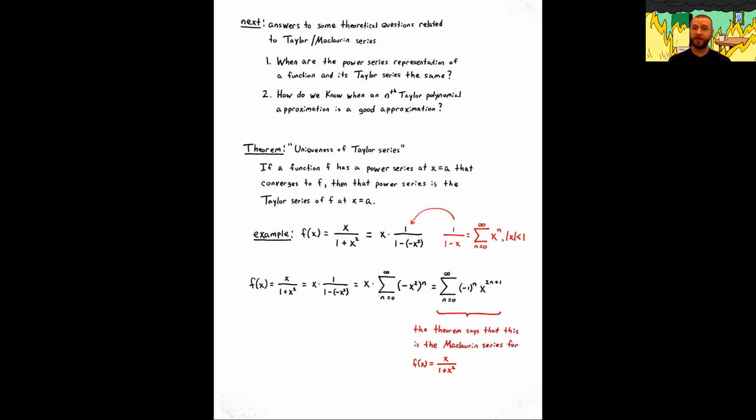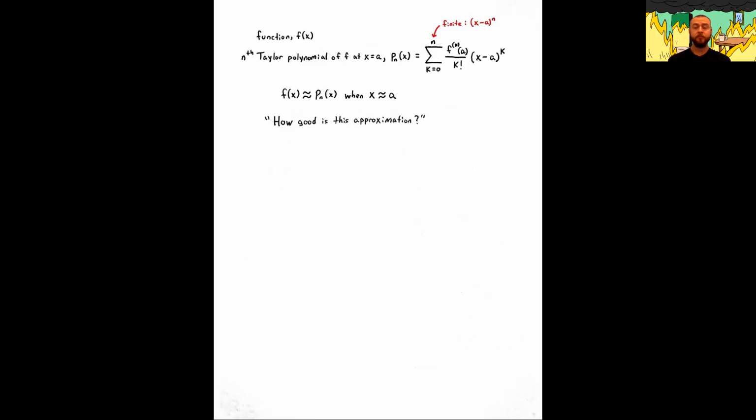All right, let's get to the second question, which deals with how we know when our approximation is good. So we're going to take a look at a way to quantify when an approximation is good. So let's start with the function. We can write a simple formula for a finite sum, an nth Taylor polynomial. It's basically a sum of powers of x.